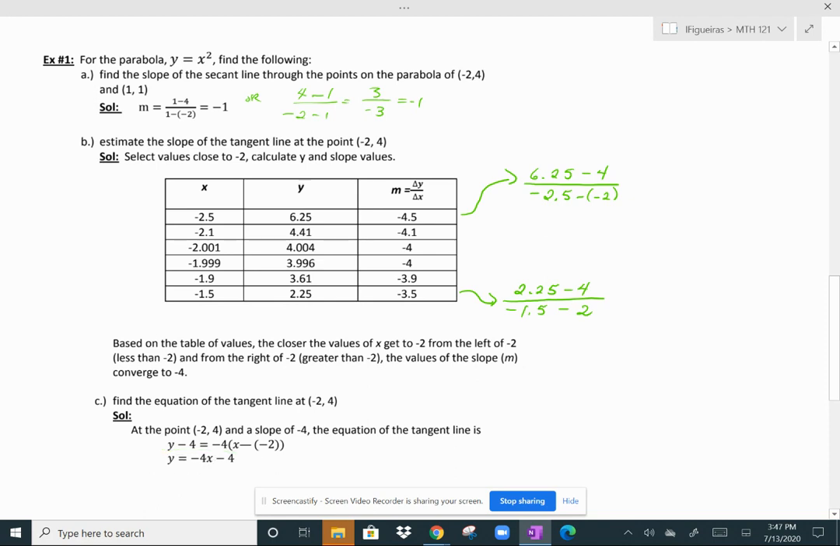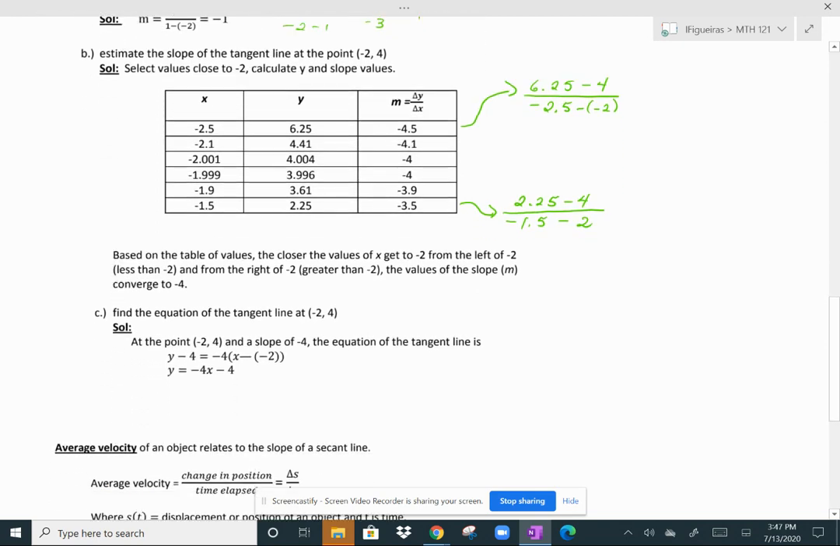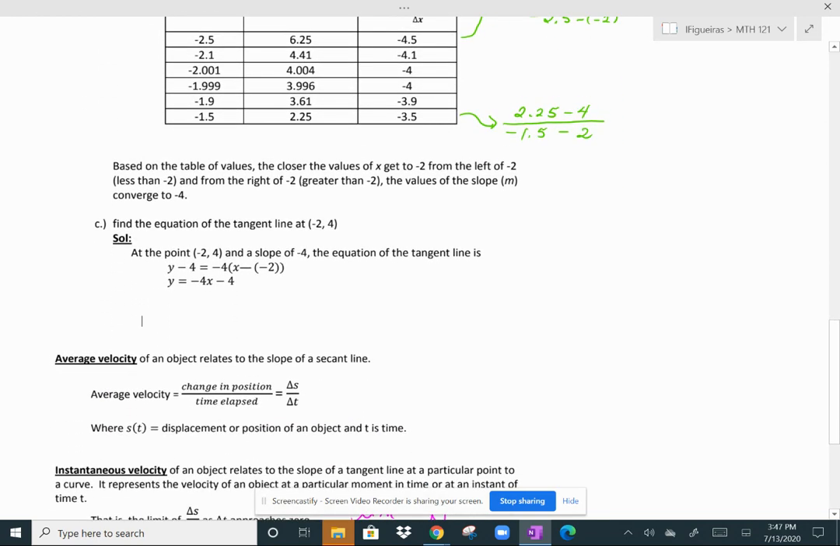Okay, so all of those skills will be something you'll apply when you're doing the homework for this section. Okay, so applying what we just talked about to velocity, we have something called average velocity and instantaneous velocity.